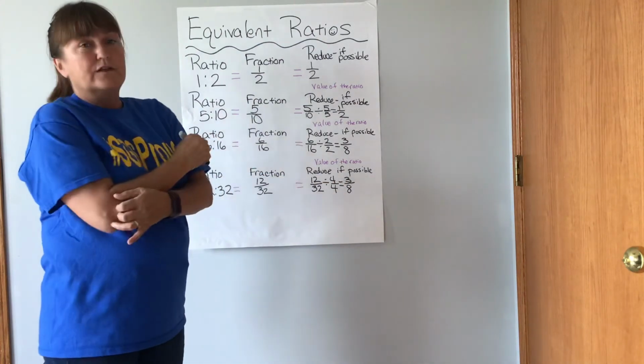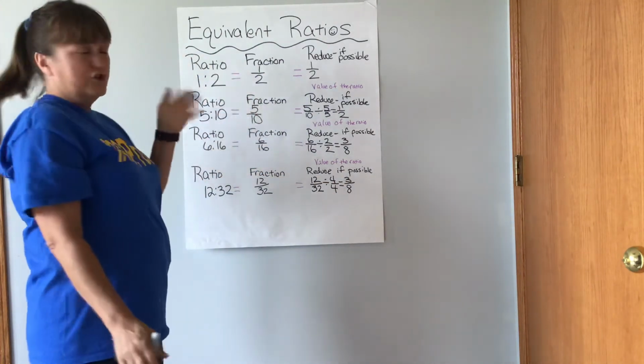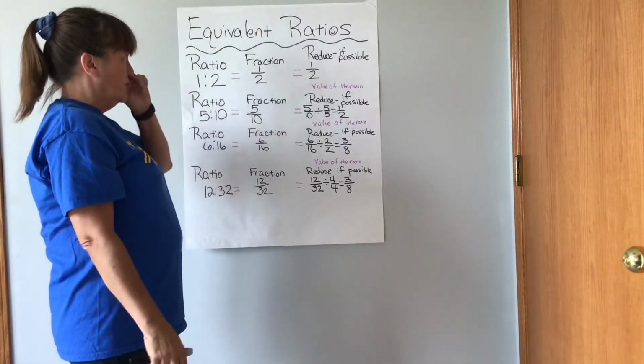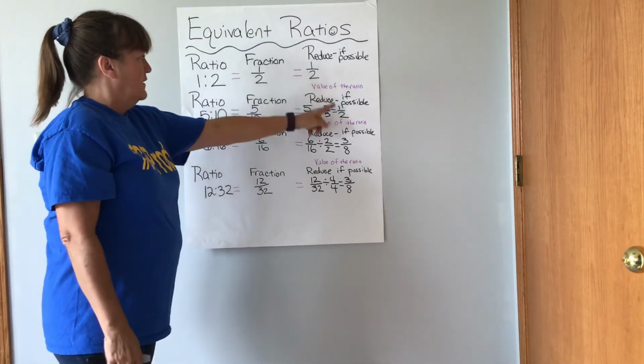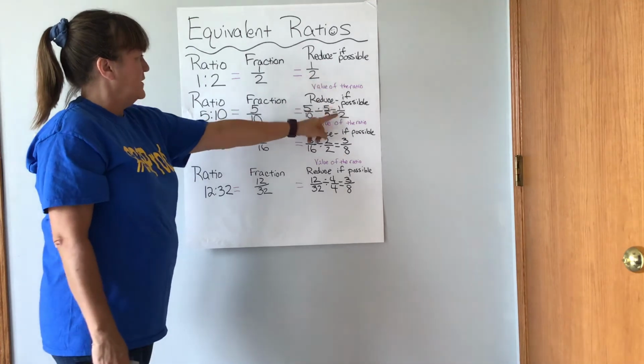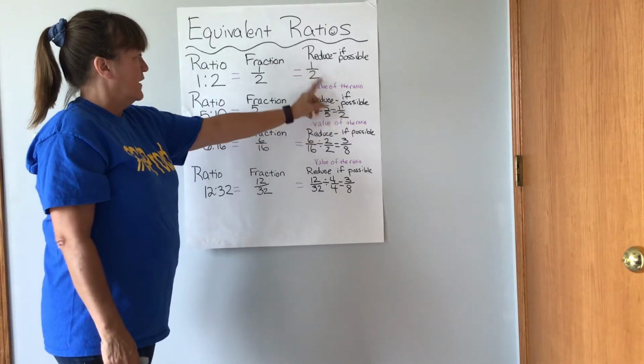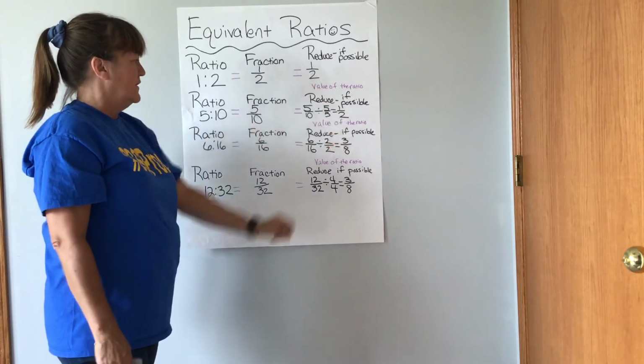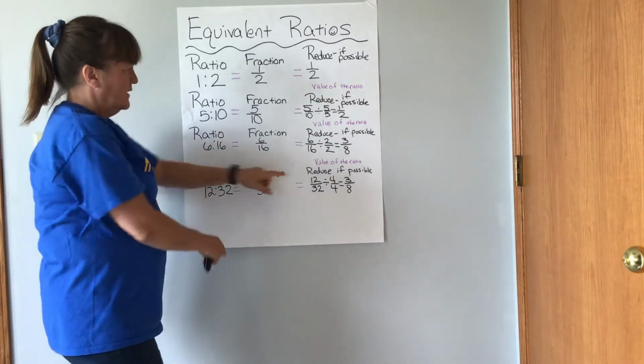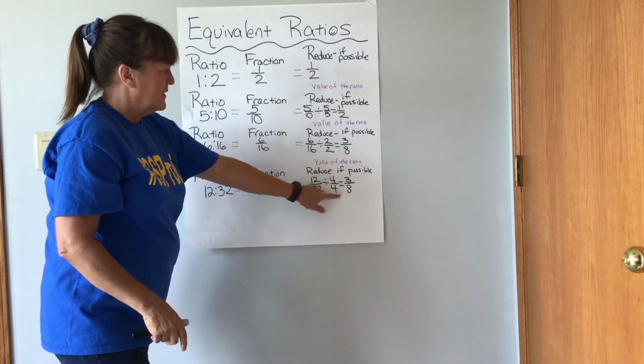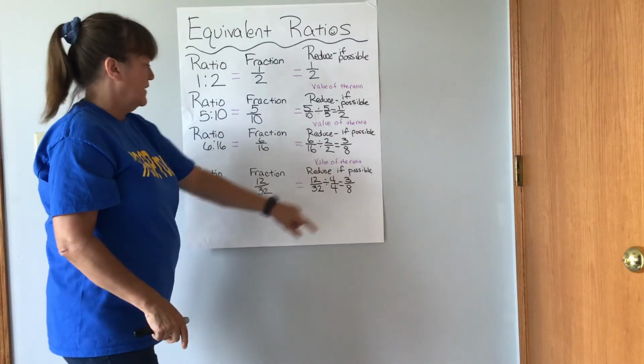Then they were asking on the first part, which ratios are equivalent. Well, now you can look. The first two are, right? Because their value of the ratio is 1/2. And then the second two are both the same as well. 3 to 8, 3 to 8. Okay?